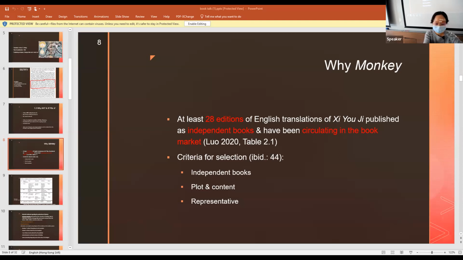Of course, I did not want to check all these 28 editions. That would be too large a project for me, not in the beginning, of course, when I still had so many editions to choose from. So my next step was to narrow down the list. I set up a group of criteria that could help me narrow down the list. And the criteria for selection were mainly aimed at considering the wholeness and the representativeness of the translation.